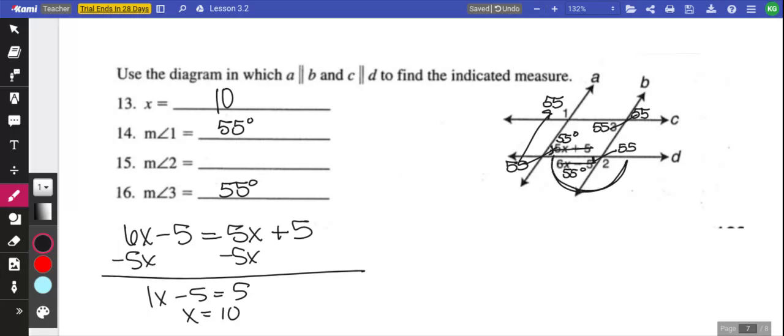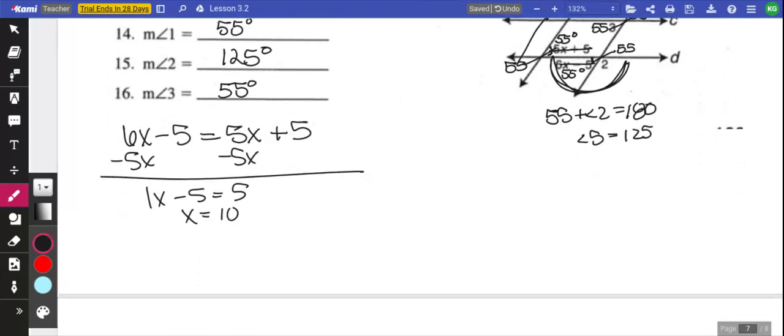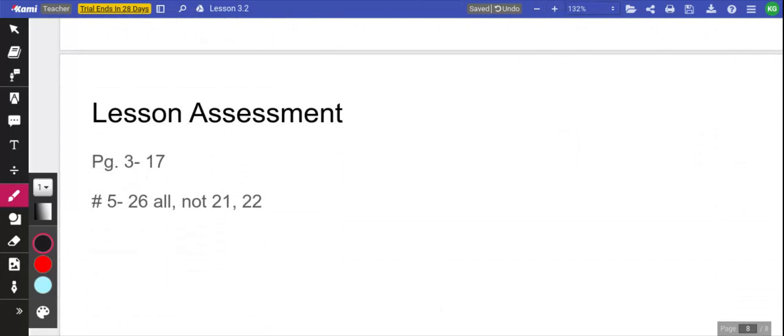These two right here would add up to 180. So subtract 55 from 180 and I would get 125. And that's it.